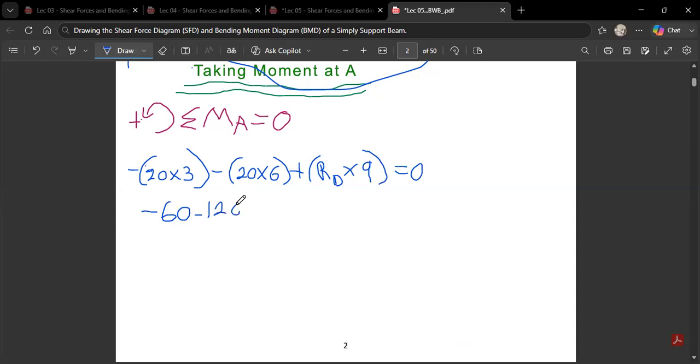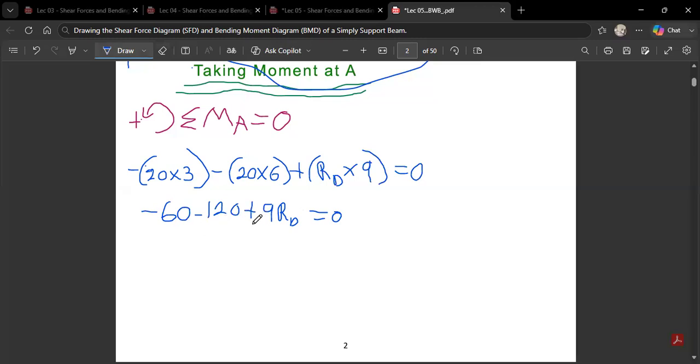Okay, good. Also, I bring my positive sign, and then this is going to give me 9 RD. Then I can equate all of this to 0. From here, it's no more physics. The rest is mathematics. So just make reaction D the subject, and life is much easier.